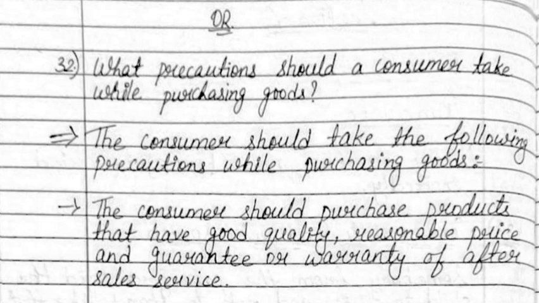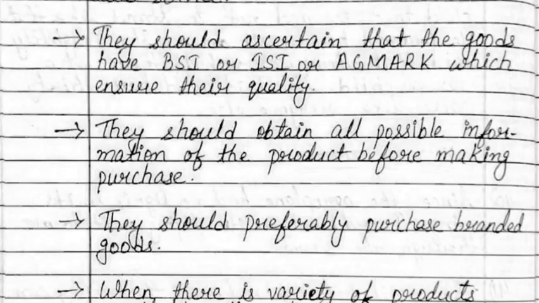Our 32nd question: what precautions should a consumer take while purchasing goods? The consumer should take the following precautions while purchasing goods. The consumer should purchase products that have good quality, reasonable price, and guarantee or warranty of after sales service. They should ascertain that the goods have BSI or ISI or Agmark which ensure their quality. They should obtain all possible information of the product before making purchase. They should preferably purchase branded goods.